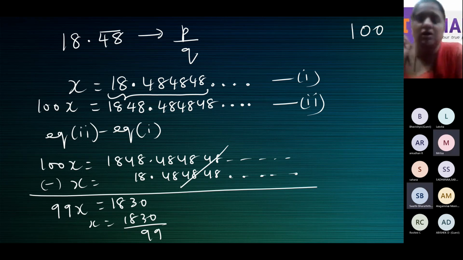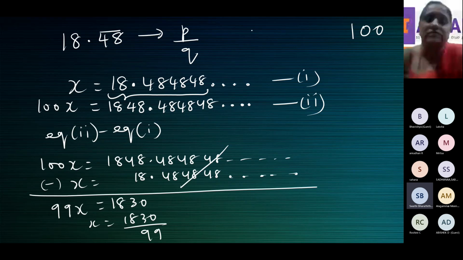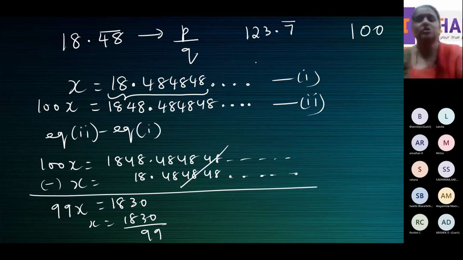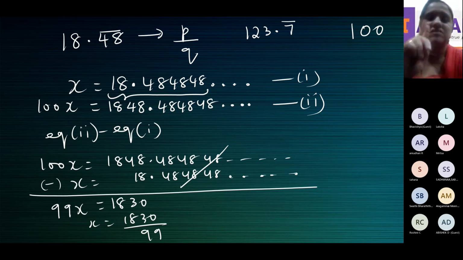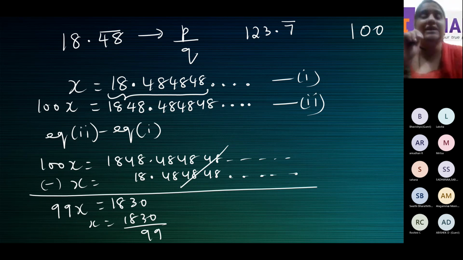Yes, ma'am. Now, supposing you have 123.7 recurring, then you should multiply by 10. Because only one digit, 7, is recurring. 7, 7, 7, 7 goes on forever. So one digit means only one 0, that is 10x. So you should write x, then find 10x, and subtract 10x minus x. So you'll get 9x is equal to.